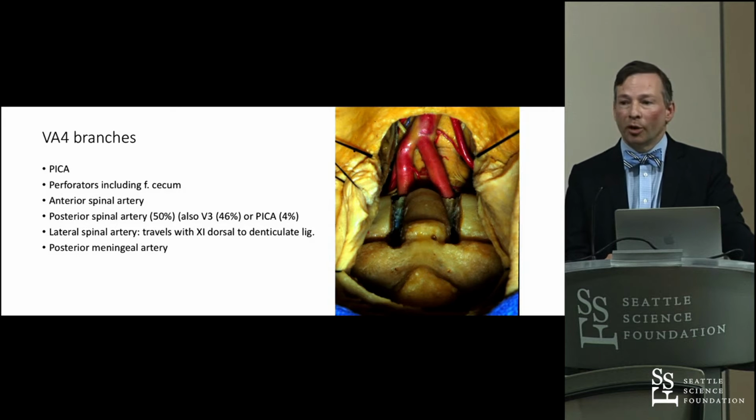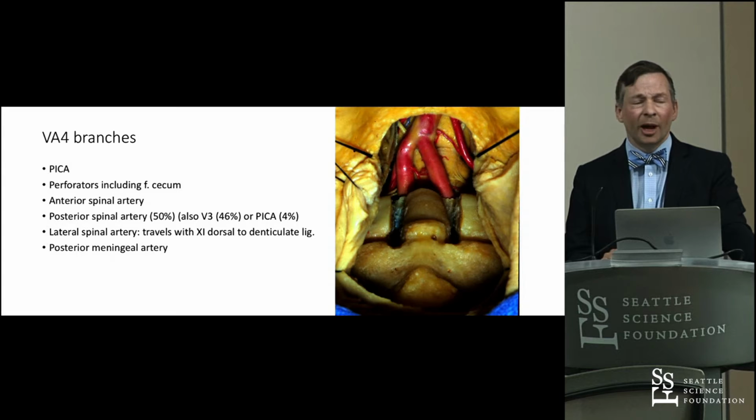V4 branches, PICA, which we'll get to in more detail. We also have perforators of V4 that are going to supply the foramen cecum at the pontomedullary junction in the midline, usually anterior spinal, posterior spinal, in about half the population. V3 can also give rise to the posterior spinal in another half, and then very rarely or uncommonly, PICA can give rise to the posterior spinal.